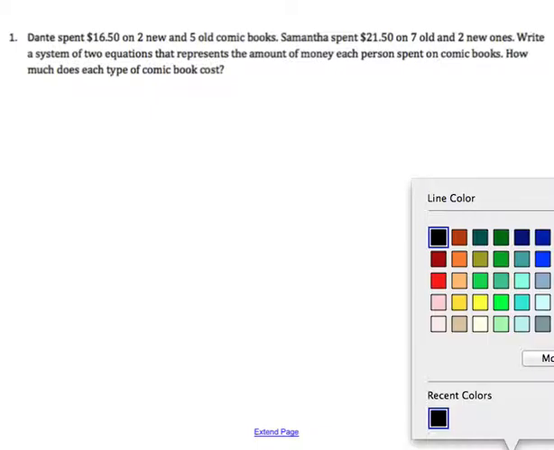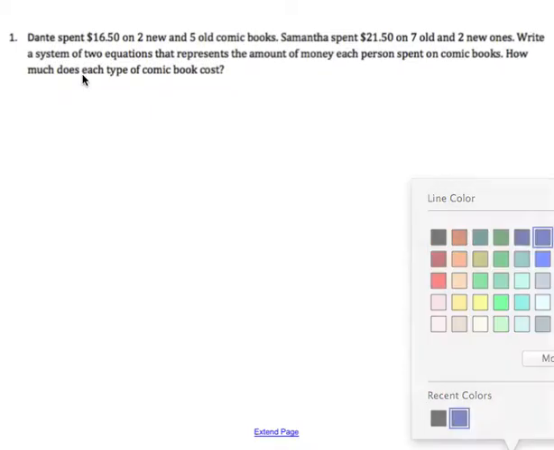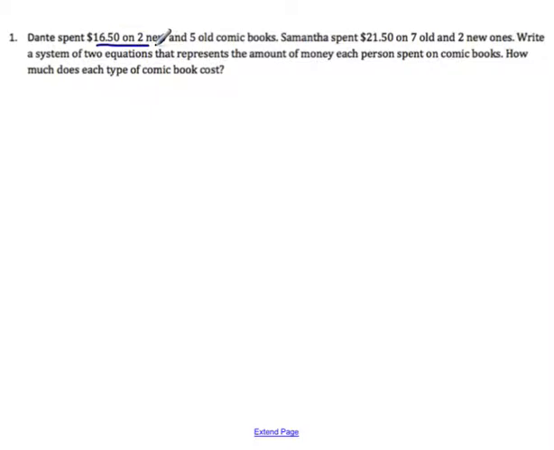So the first thing we're going to talk about are our comic books. Dante spent $16.15 on 2 new and 5 old comic books. So let's let X represent our new comic books and Y represent our old comic books. Samantha spent $21.95 on 7 old, which is Y, and 2 new, which is X.